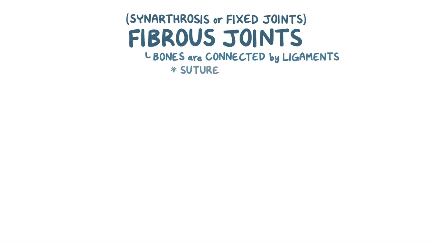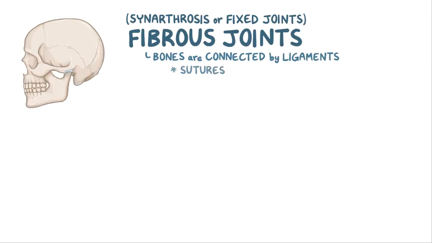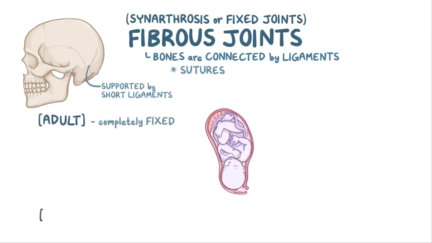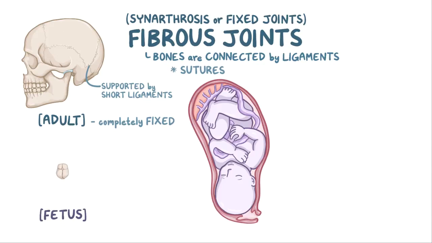First, we have sutures, which are the joints between the bones of the skull. Skull bones are supported by their interlocking design and short ligaments that connect adjacent bones together. Adult sutures are stiff and completely fixed. But in the fetus and in babies, the sutures are more widely spaced and therefore partially movable.